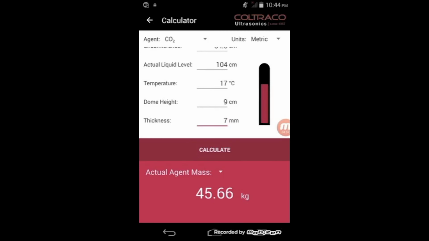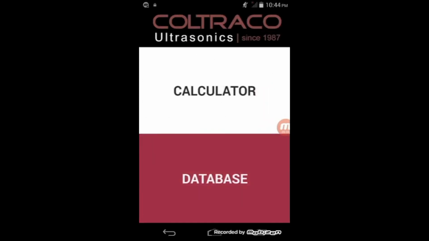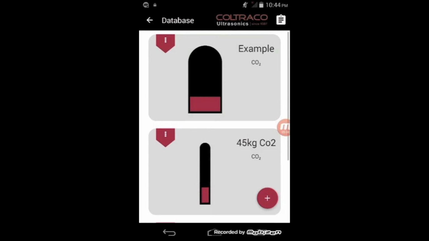I will now demonstrate the second part of the calculator, which is the data logging function. So we'd get out of calculator and we'll go into database. This is where we would upload a cylinder. So here we have an example, and then we've also got one that I've done earlier. So this is a cylinder that I've put the inputs that we just did, and I can use this to help with my ease of use.